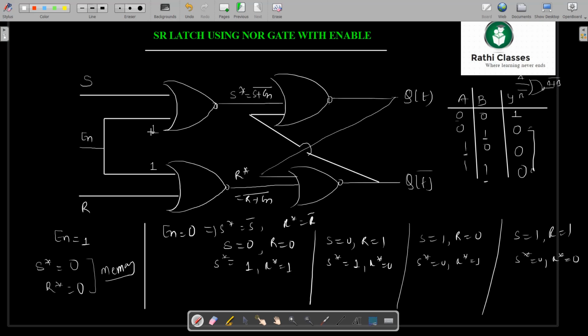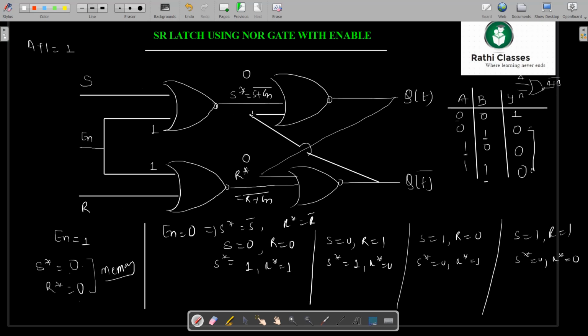If enable is made as 1, then S star would be S plus En bar. Anything OR with 1 is nothing but equal to 1. So 1 bar would be equal to 0, which implies S star will be equal to 0 and R star will be equal to 0. Since enable is made as high, 1 plus S will be equal to 1, that will be equal to 0. Similarly 1 plus R bar will be equal to 1, that will be equal to 0. So for enable equals to 1, we got the output as S star equals to 0, R star equals to 0.